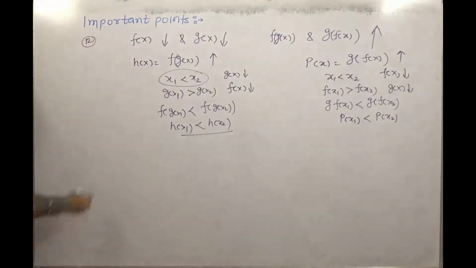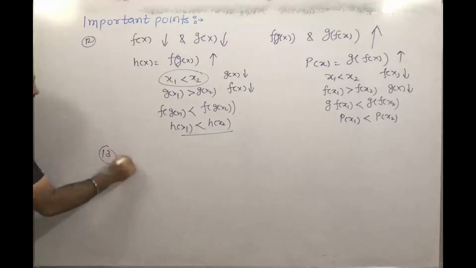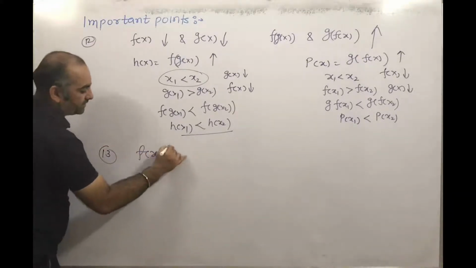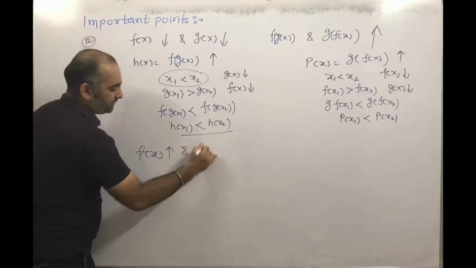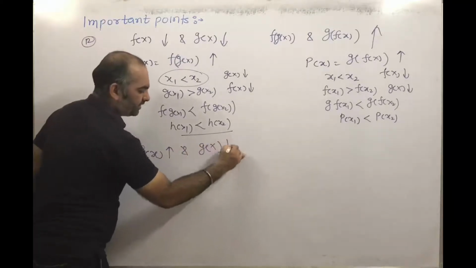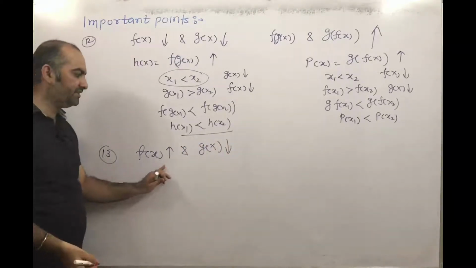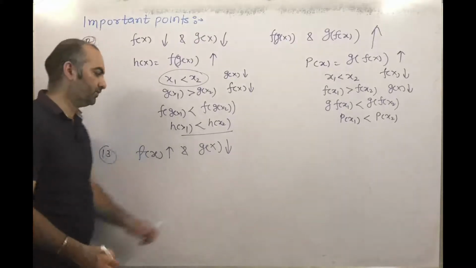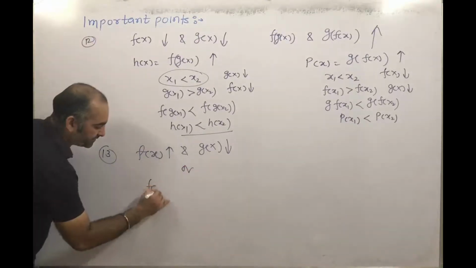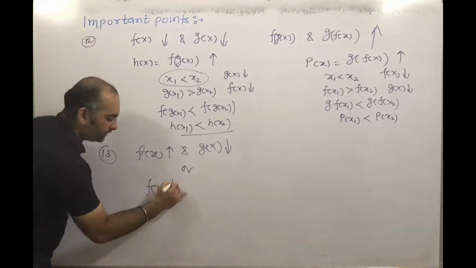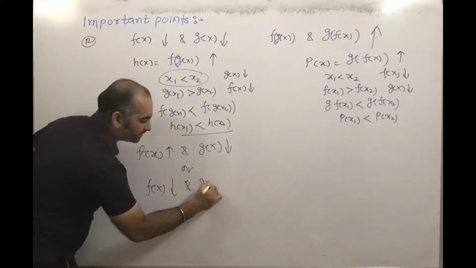Next point, 13th point. f(x) is increasing and g(x) is decreasing. Reverse also we can do. f(x) is decreasing and g(x) is increasing. That also we can do. Or we can say f(x) is decreasing and g(x) is what?